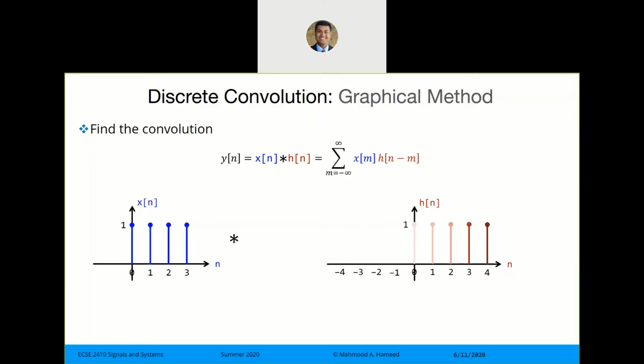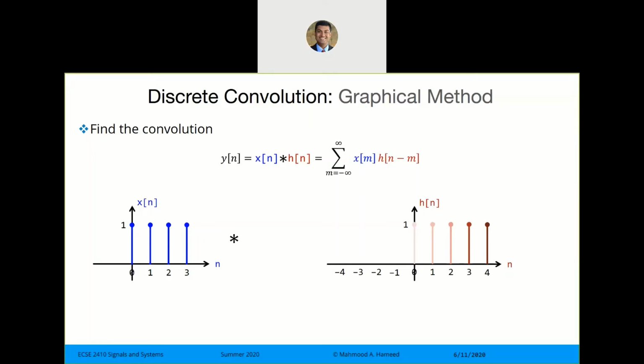I have arbitrarily chosen x of n to be ones starting from n equals 0 to n equals 3. So this is essentially u of n minus 4. So you can write that x of n in terms of step sequences. In any case, those are just 4 ones. The rest of the elements are 0. That needs to get convolved with h of n, which is 5 ones starting from n equals 0 all the way to n equals 4, which can also be represented using step sequences as u of n minus 5.